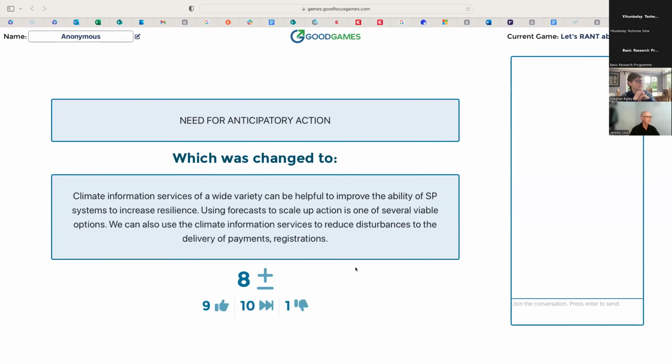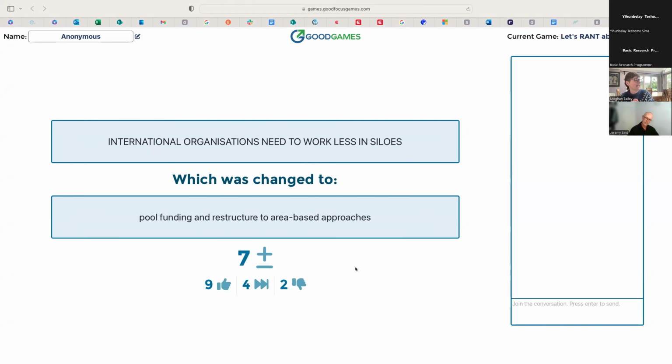Next one, please, Marta. So, anticipatory action. This was my adjustment, so I would disclose, but it got voted up, which is lovely. I was just emphasizing that, yes, anticipatory action, but there's also a wide range of uses for forecasts that can improve these systems.